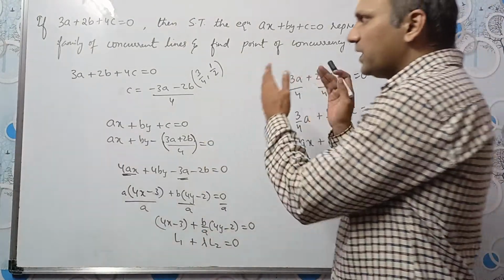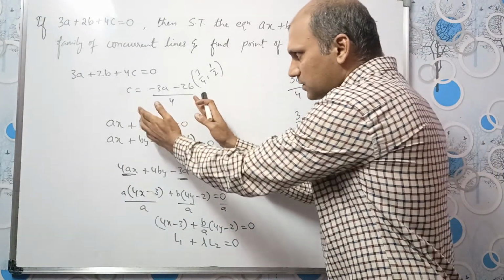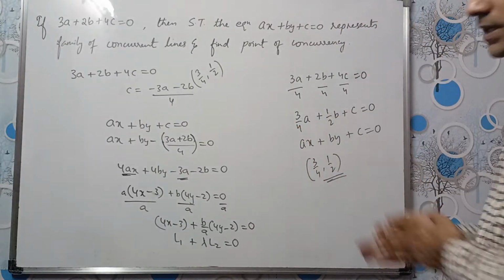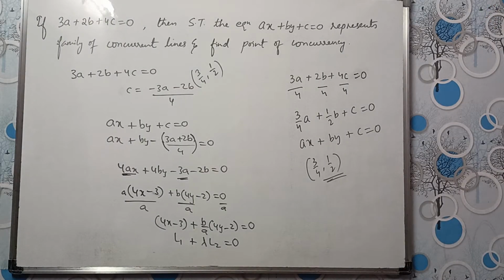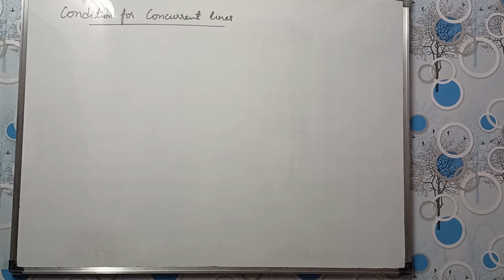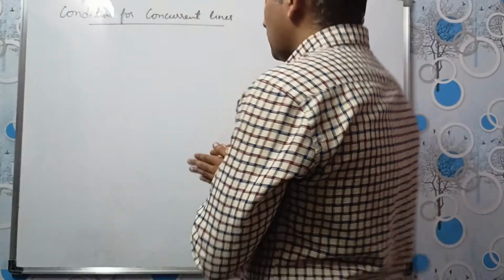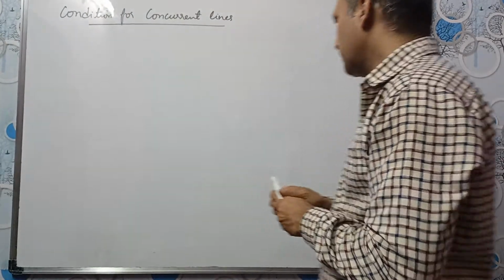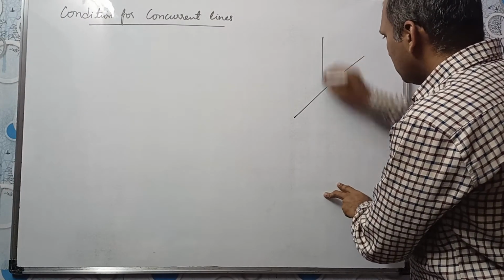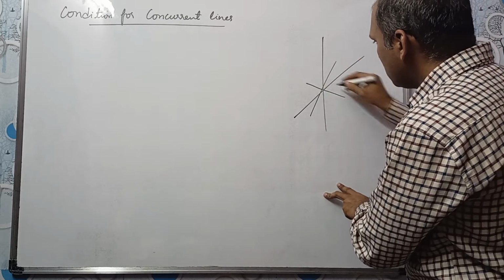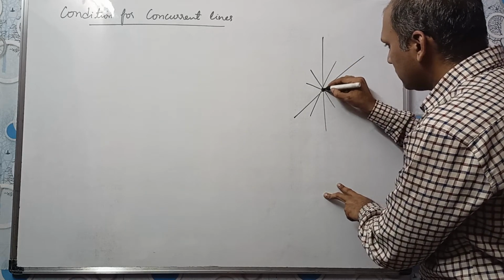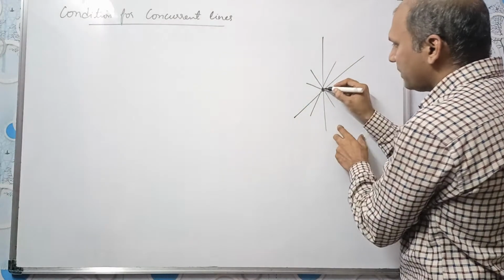So we can solve this problem in two methods. This is one method and this is the second method. Okay, let us learn about concurrent lines now. What are concurrent lines? The lines which pass through a fixed point. All the straight lines that pass through a fixed point.